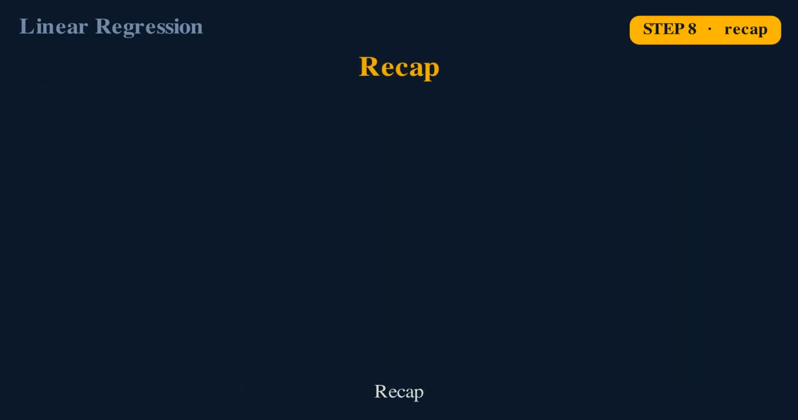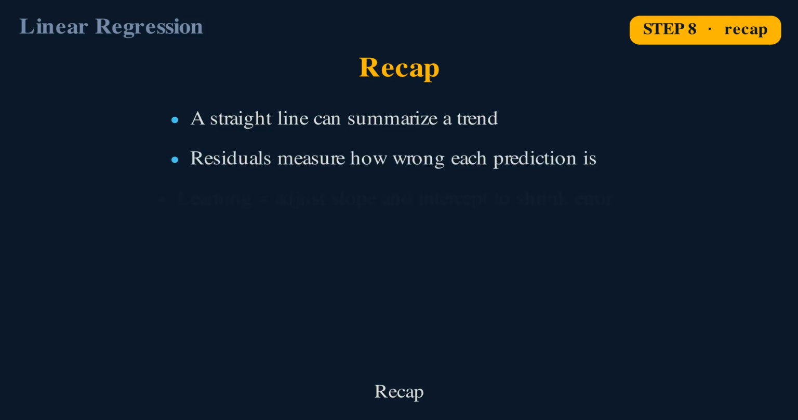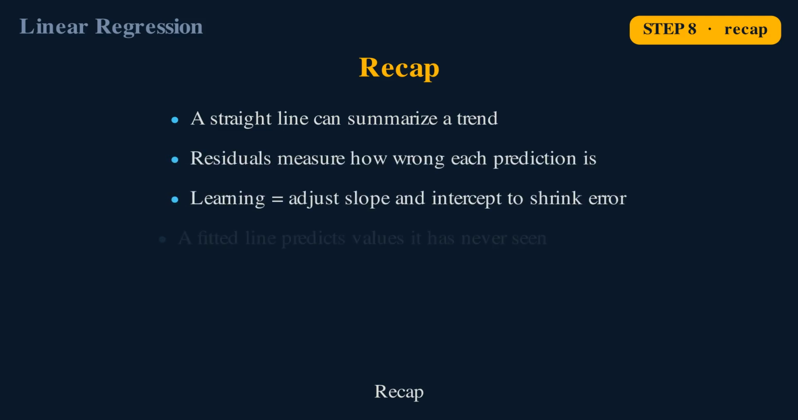Let's recap. A straight line can summarize a trend. Residuals measure how wrong each prediction is. Learning means adjusting the slope and the intercept to shrink that error. And once fitted, the line can predict values it has never seen.